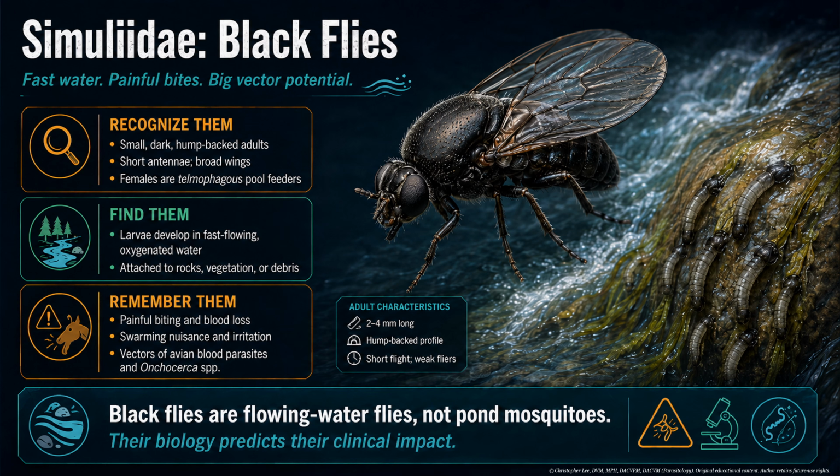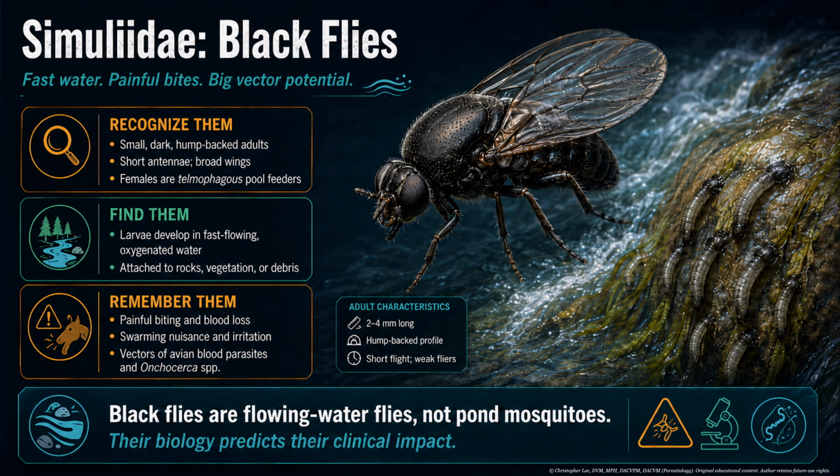Next, we move on to Simuliidae, the black flies. The first thing to remember is that black flies are flowing water flies, not pond mosquitoes. Their larvae develop attached to substrates in fast-flowing oxygenated water. That one ecological fact changes how we think about risk and control.